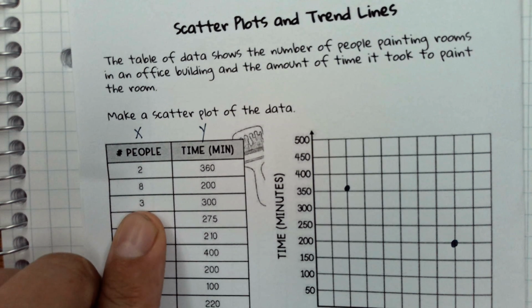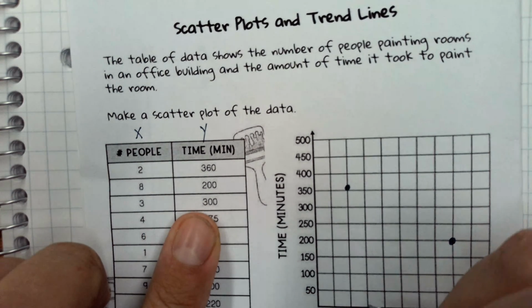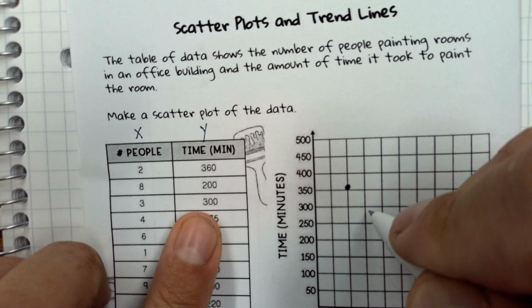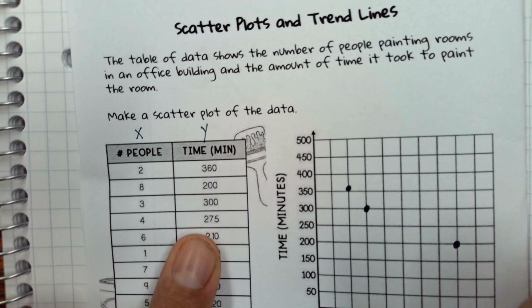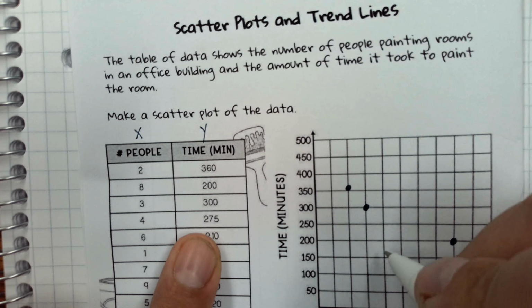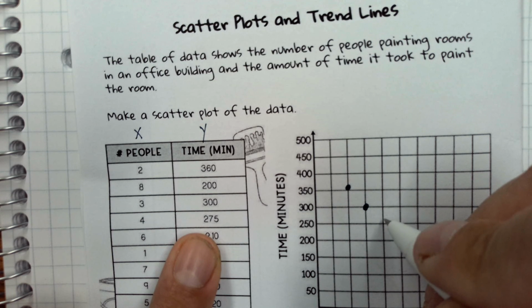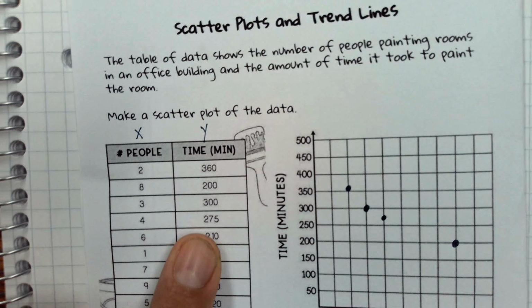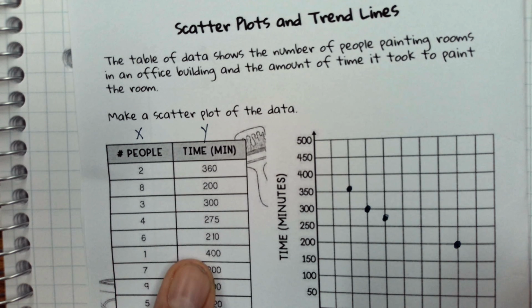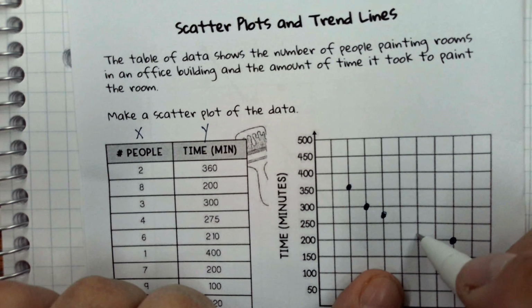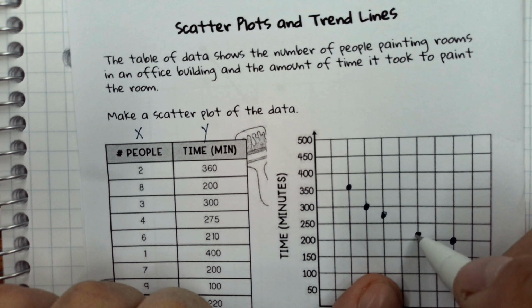Okay. 3 and 300. 4 and 275. Okay, there's 250, so right about there. Would be 275 more or less. 6 and 210. So maybe about there.